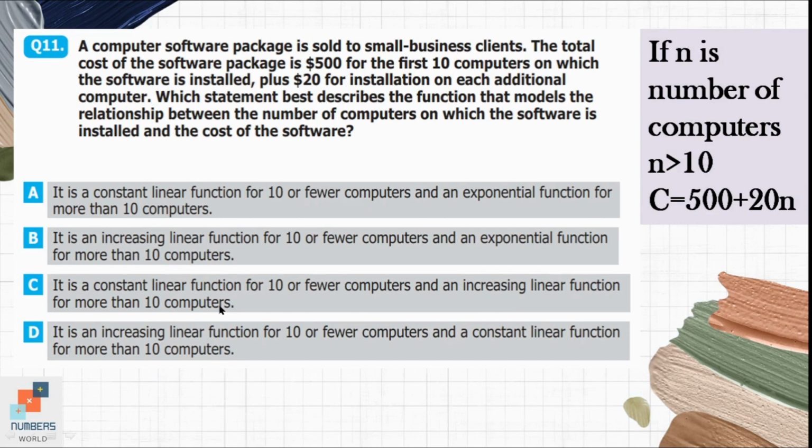Both parts of the statement are correct because $500 are the fixed charges for installing the software in 10 or less than 10 computers. And for the increasing value of n, or in other words, for more than 10 computers, the software installation cost will also increase. So option C is the correct one.